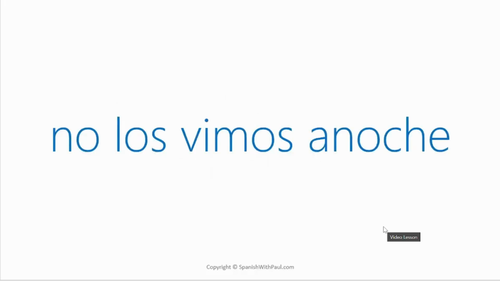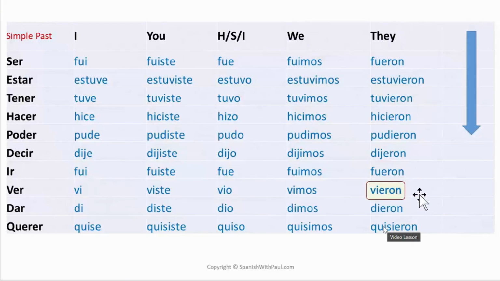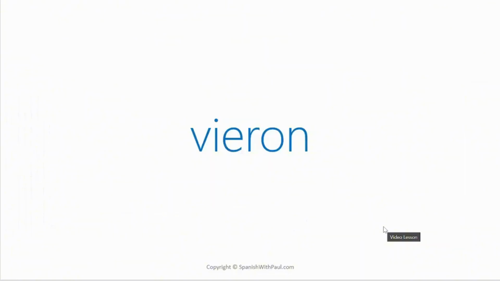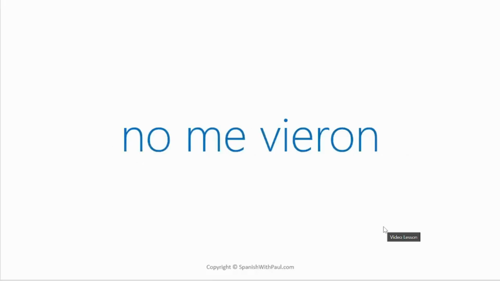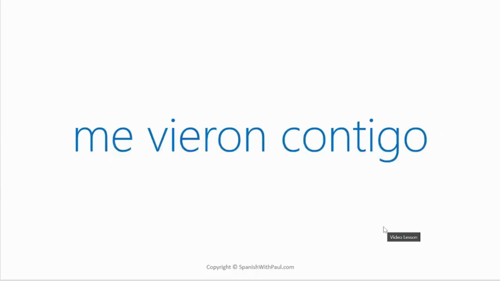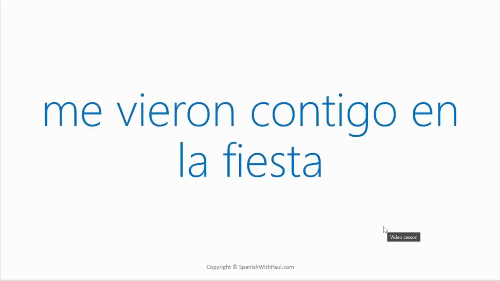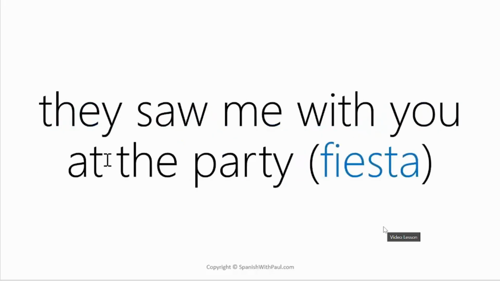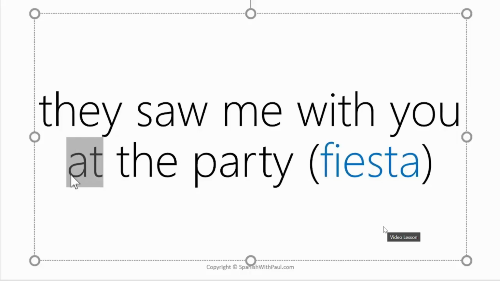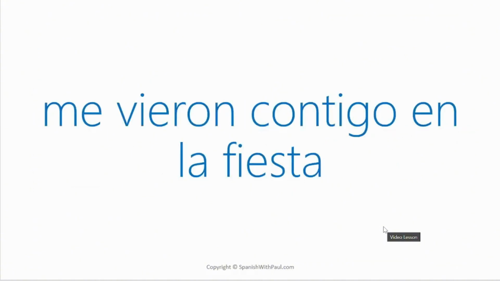No los vimos anoche. Let's look for the sound of they saw. So the angle is they, the verb is again ver, so we get the sound of vieron. Vieron means they saw. They didn't see me. No me vieron. How would you say they saw me with you? Me vieron contigo. They saw me with you at the party. Me vieron contigo en la fiesta. Remember from our translation work when we were doing the Activate modules, in Spanish where they have at the party or at the house, at the supermarket, in Spanish this goes to in the party or in the supermarket. So we have en la fiesta.